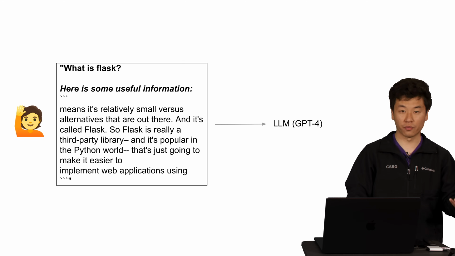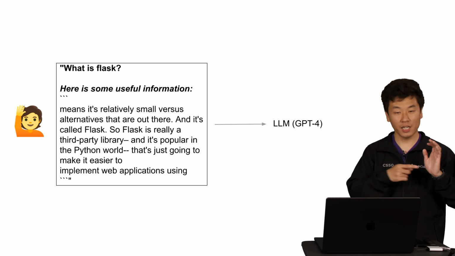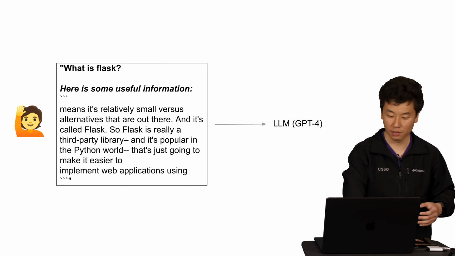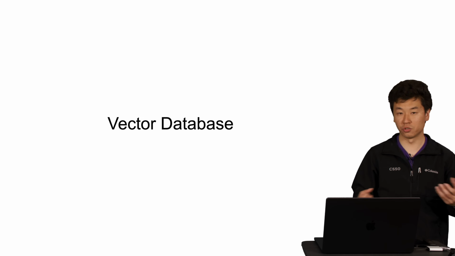And then we ask GPT-4, okay, here is your prompt. What is Flask? Here is some useful information. And then we just put in the information, the cheat sheet. And then OpenAI's GPT will be able to generate a response.